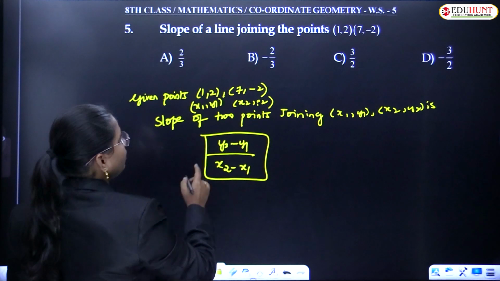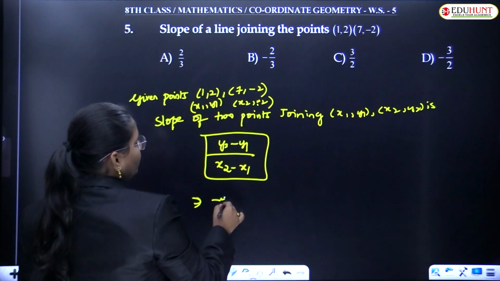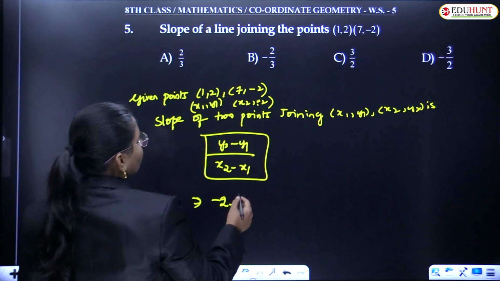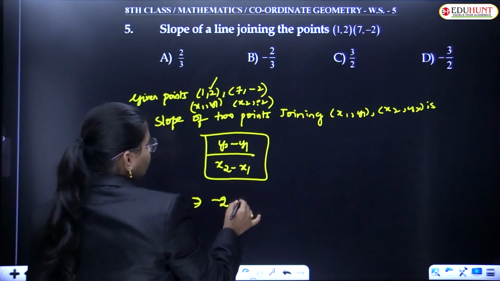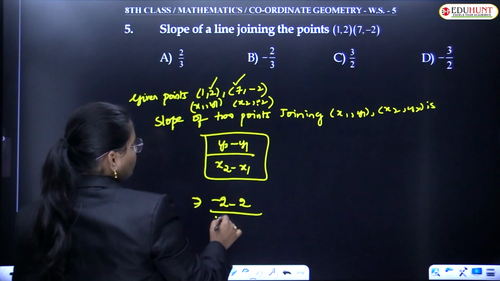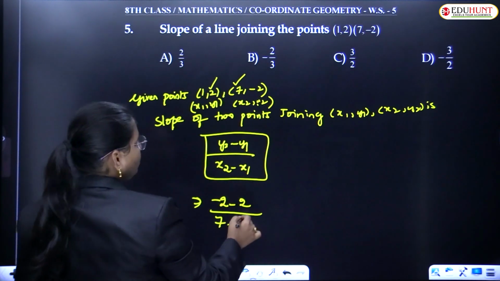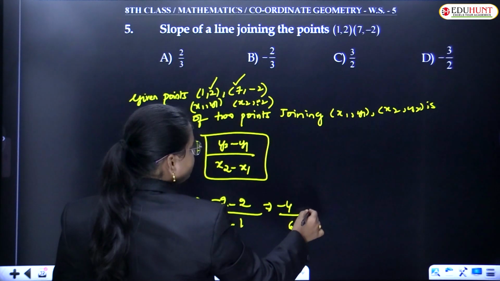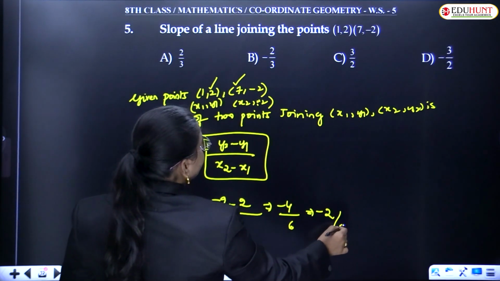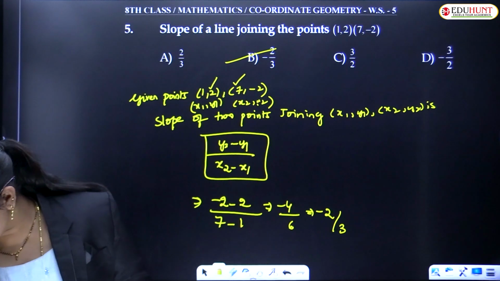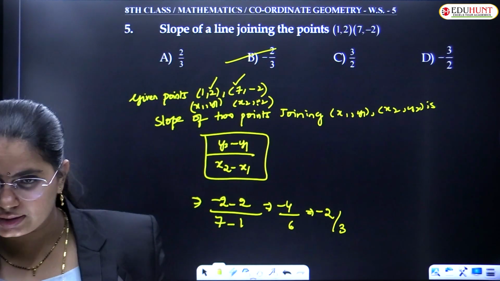So keep it here, y2 minus y1: minus 2 minus, what is y1 here? 2, correct? Divided by, what is x2 here? 7 minus, what is x1 here? 1. Minus 4 by 7 minus 1 is 6. Cancel this, which is minus 2 by 3. That means option B is your answer.